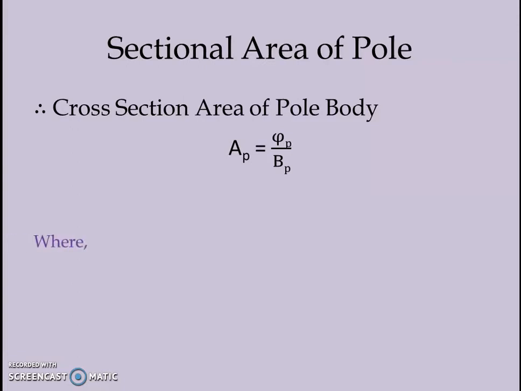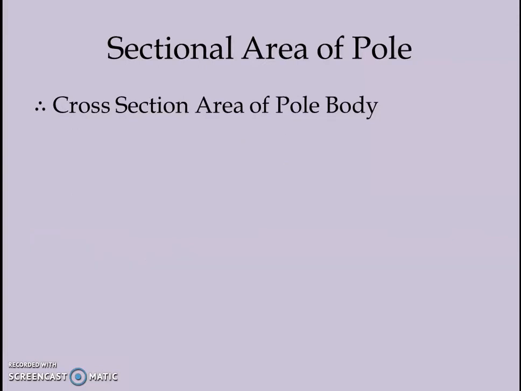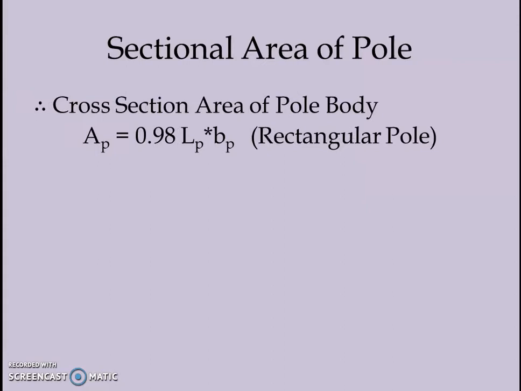So using this equation, if we take an appropriate value of the flux density in the pole body, then we are easily able to calculate the cross-sectional area of the pole body. That flux density can be 0.5 to 1.7 Weber per meter square. And once we have the cross-sectional area available, we can use the equation for the area, that is 0.98 multiplied by L_P and multiplied by B_P. 0.98 we consider for the stacking factor, and L_P and B_P.